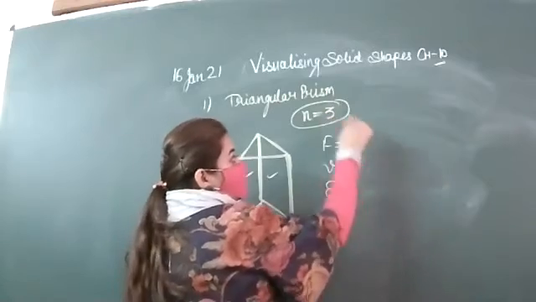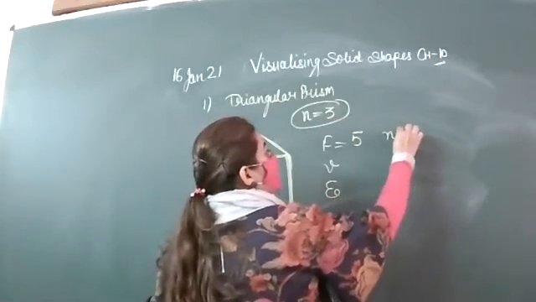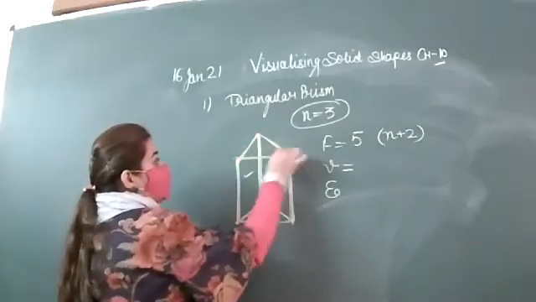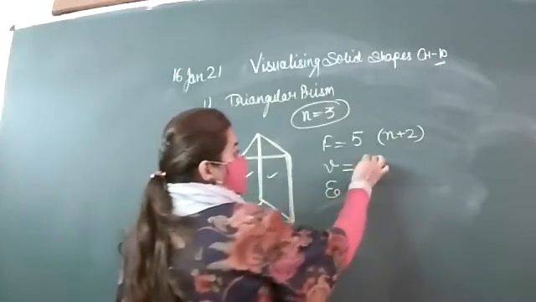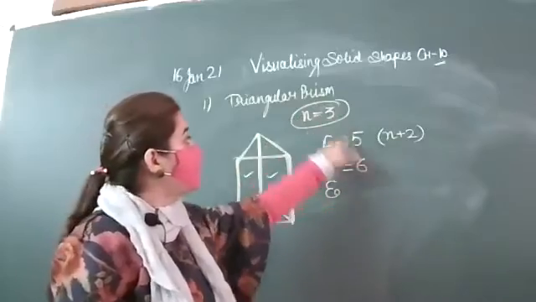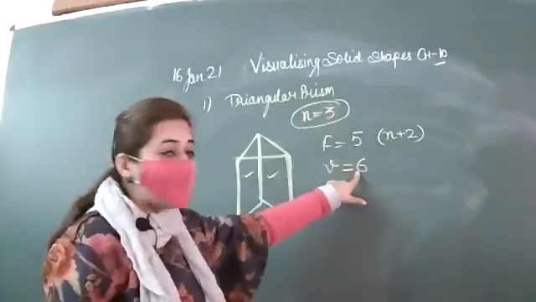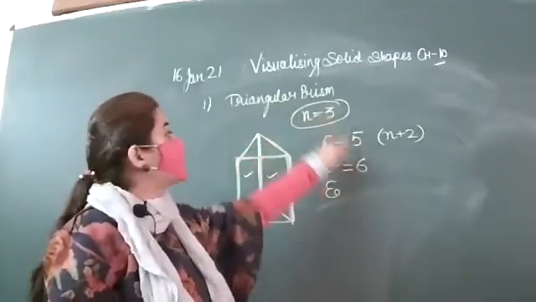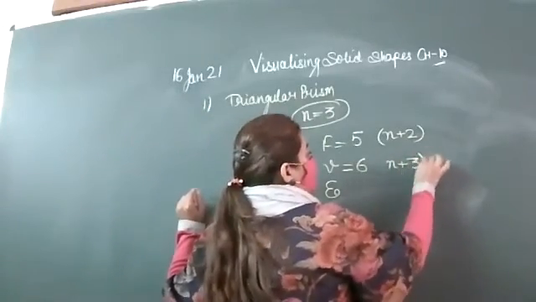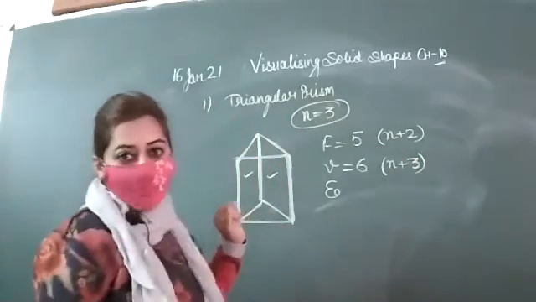What should be added to 3 to make it 5? So the formula will become n plus 2. Now count the vertices: 1, 2, 3, 4, 5 and 6. So vertices are 6. So you can write the formula from here. This is 3. You have to make 6. So how can you make 6 from 3? You can write here n plus 3, or you can write it as twice of n.